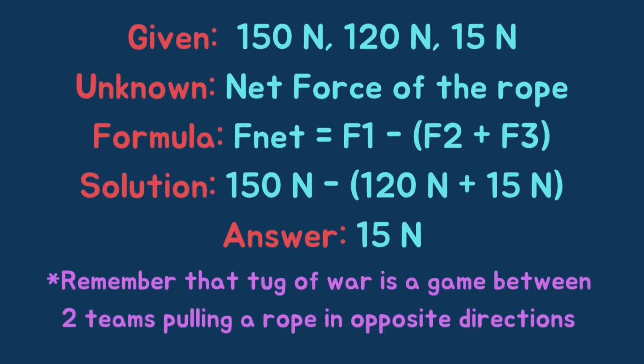Now, try to check your own work. Did you get it right? Remember that tug of war is a game between 2 teams pulling a rope in opposite direction. Since Jake has 15 Newton of force contributing to Team B with 120 Newton of force, you have to add first 120 Newton and 15 Newton before subtracting it to the force of Team A, which is 150 Newton. So 150 Newton minus 135 Newton is equal to 15 Newton.